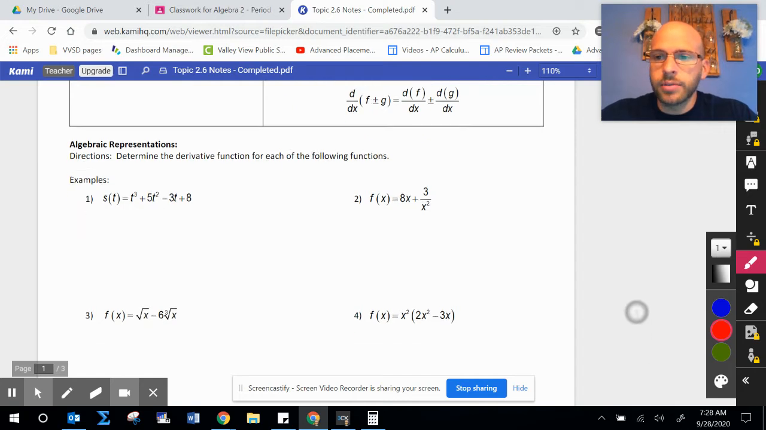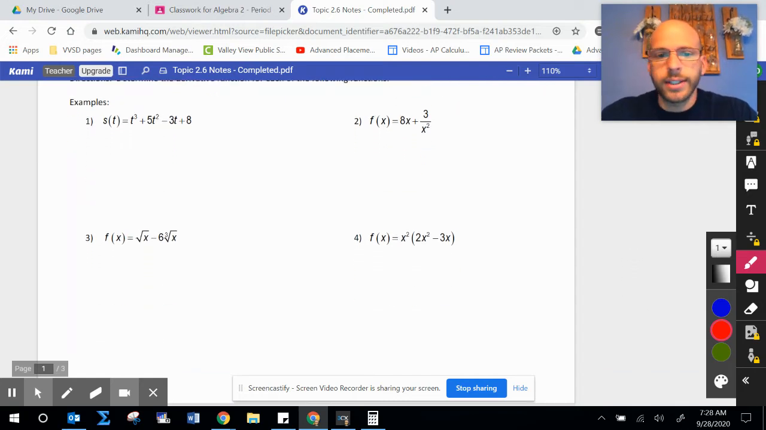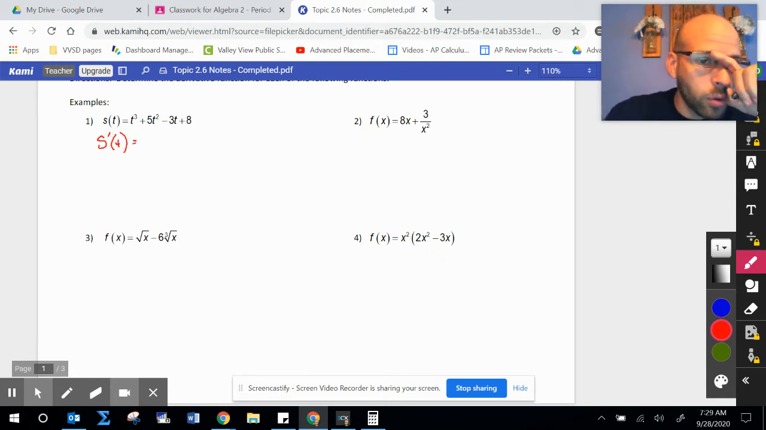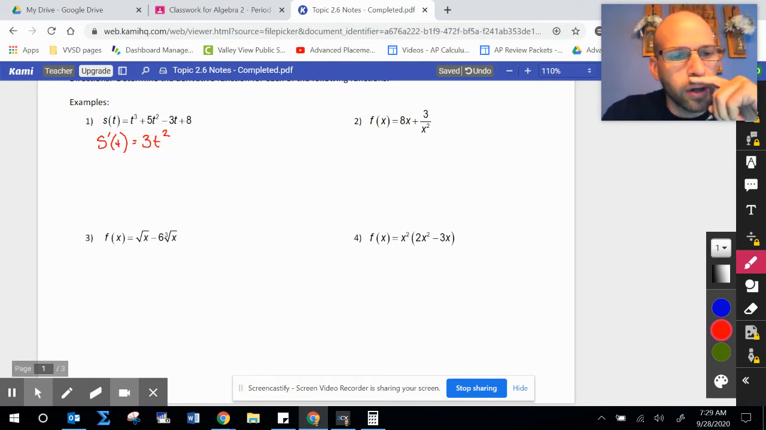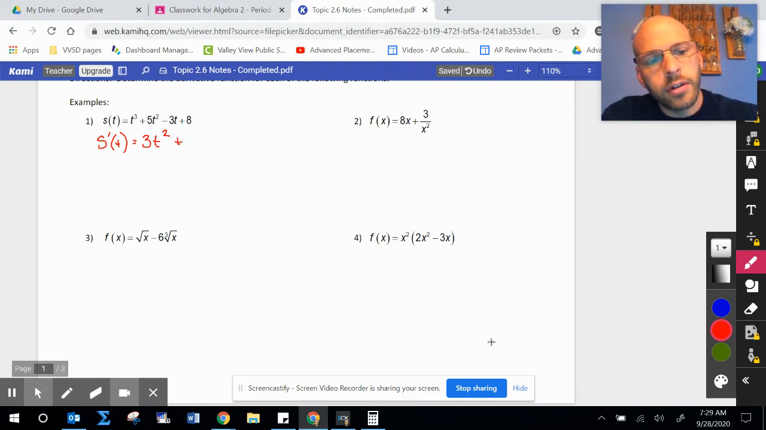Feel free to pause, rewind, fast forward, as needed. I'm just going to go through each one of these one by one using proper notation, okay? So if I want the derivative, I'm going to say s prime of t, and I'm going to use the power rule. So I'm going to drop the 3 down, t now squared. All right, plus, now if I drop the 2 down, that would be a 10 t to now the first.